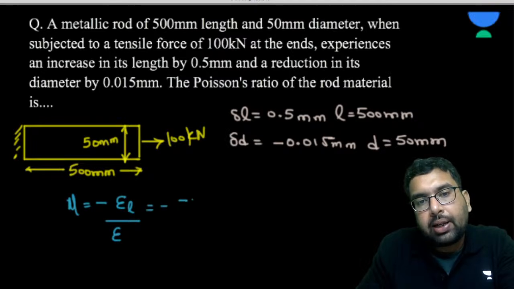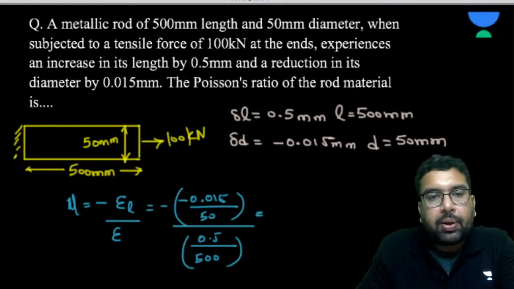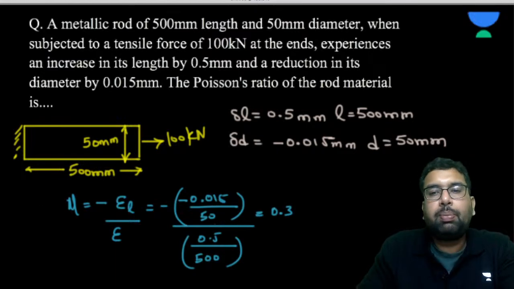So minus delta D by D upon delta L by L, that is 0.15 upon 50 upon 0.5 upon 500. Now from here we can obviously calculate it. So see how much we are getting. I think we are getting 0.3, right? This will become 10, so this is going to become 0.15. So 0.15 divided by 0.5 will become plus, and this is going to be 0.3.